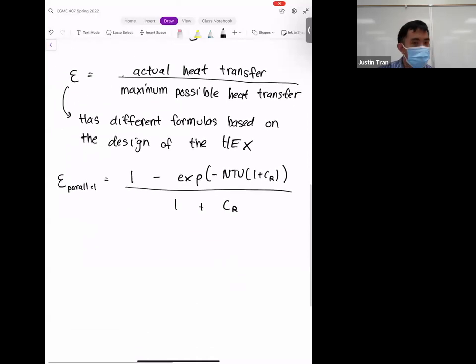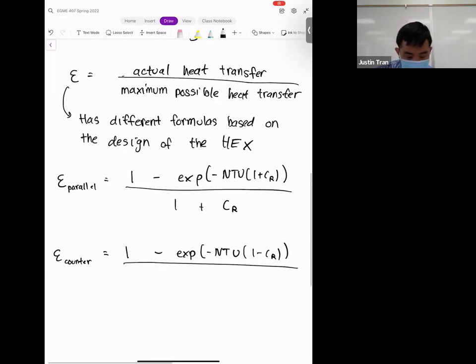Okay. Where NTU and CR, those are quantities that you compute based on the resistances and the mass flow rates and everything. So we'll go over that in the example soon. Okay. And the expression for counterflow effectiveness, which you use for the homework, is given by the following. So we have 1 minus exponential of minus NTU times (1 minus CR), all divided by 1 minus CR exponential of minus NTU times (1 minus CR). Okay.